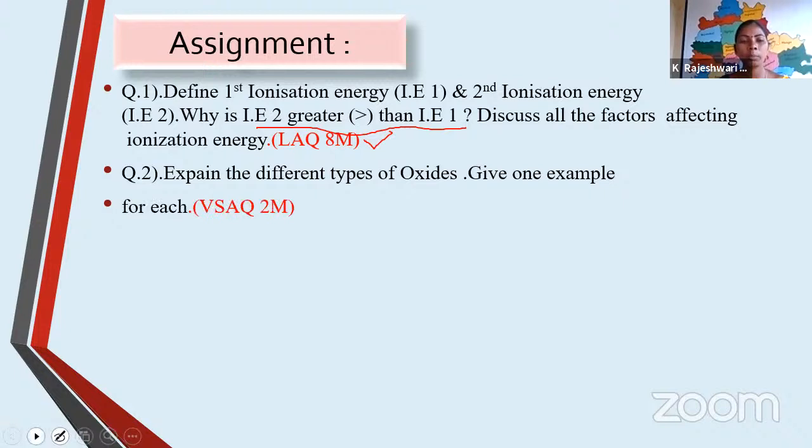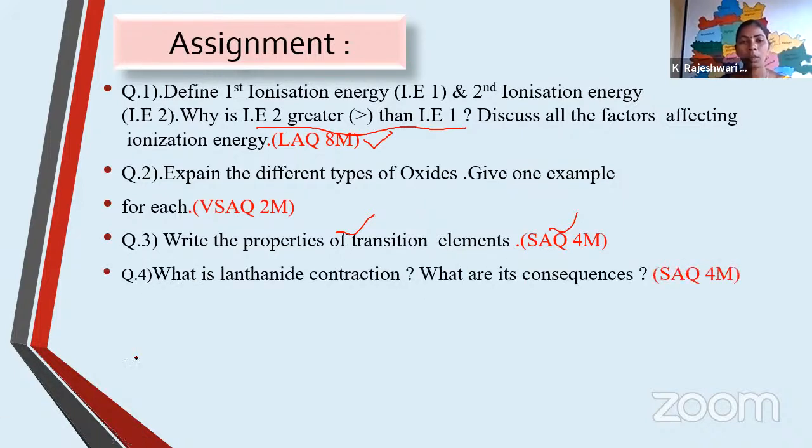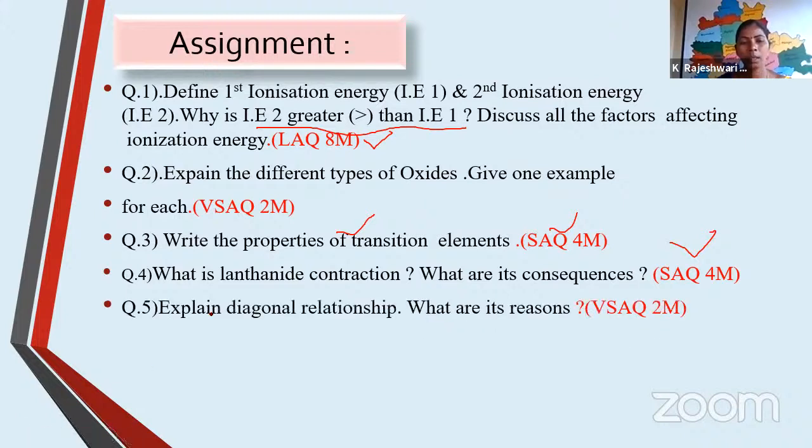This is also very, very important. 2 marks VSAQ question: write the properties of transition elements. This is also important for a 4 marks question. In Friday's class, I explained this one. What is lanthanide contraction? What are its consequences? It is also an important 4 marks SAQ question. The next important answer is: explain diagonal relationship. What are its reasons? This is also an important VSAQ question.